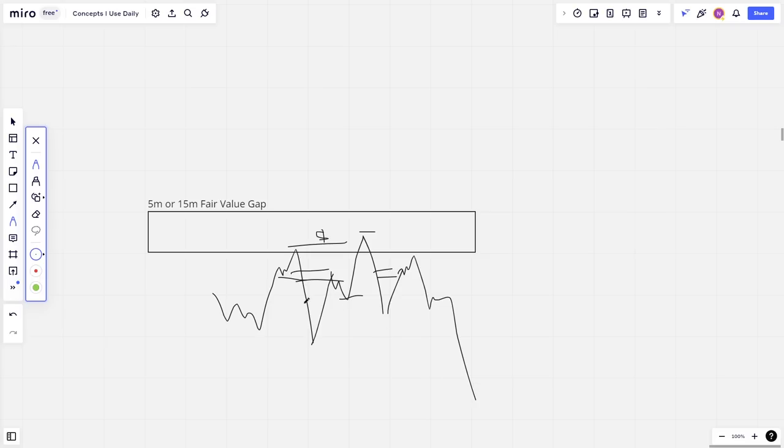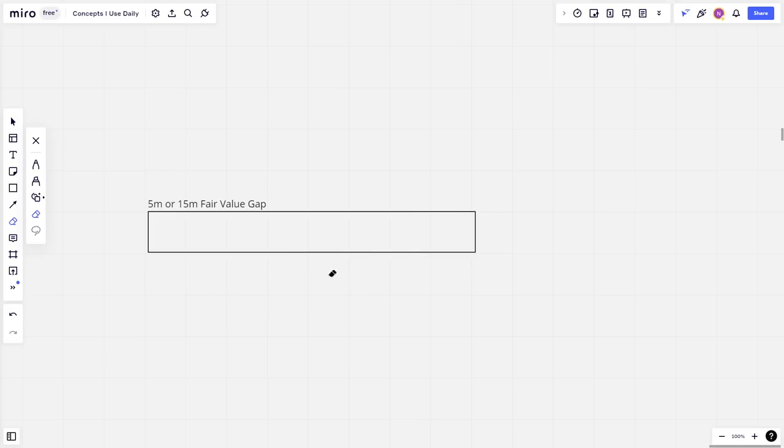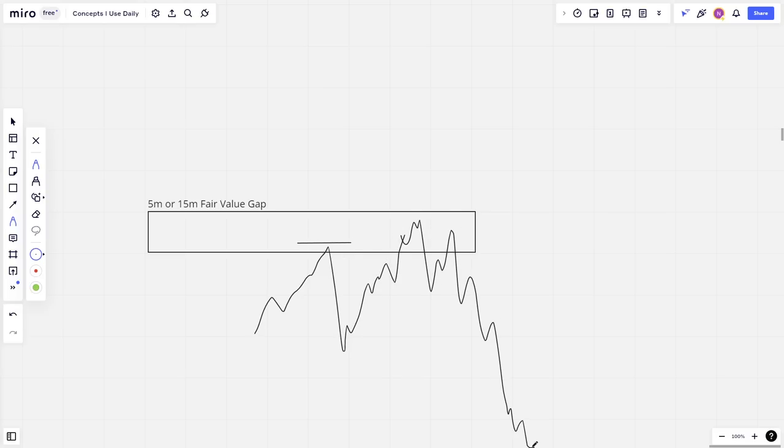Now, I'm not saying that you have to wait for this to happen. What I am saying, though, is that I've seen many of these trades where price gets in the area barely, reacts quite aggressively, and then it fails, being taken as buy side, right? To then actually give us the entry that we're looking for.